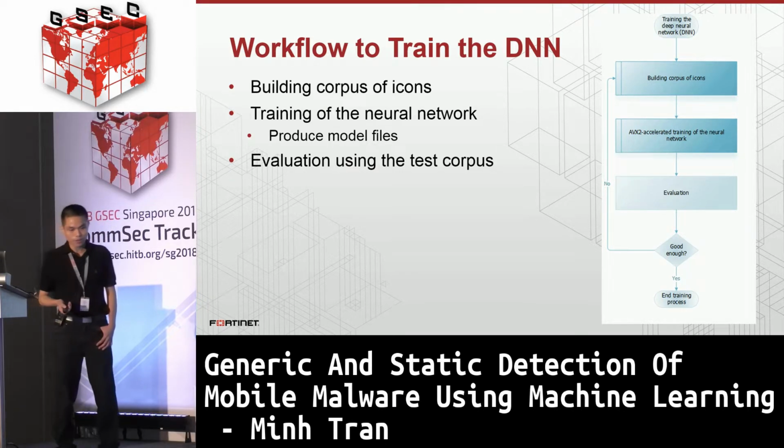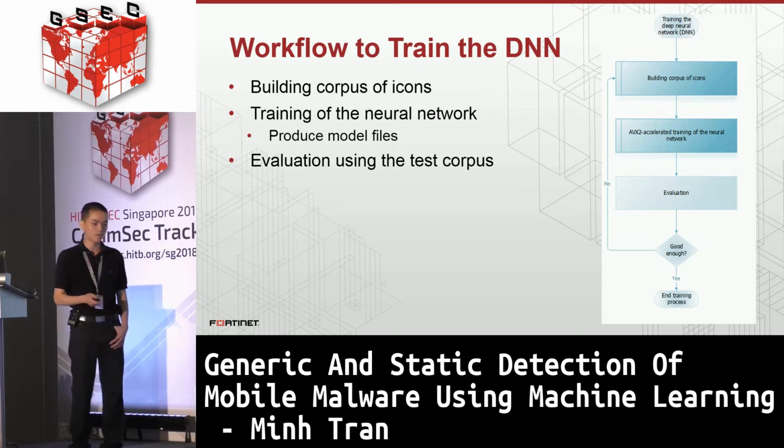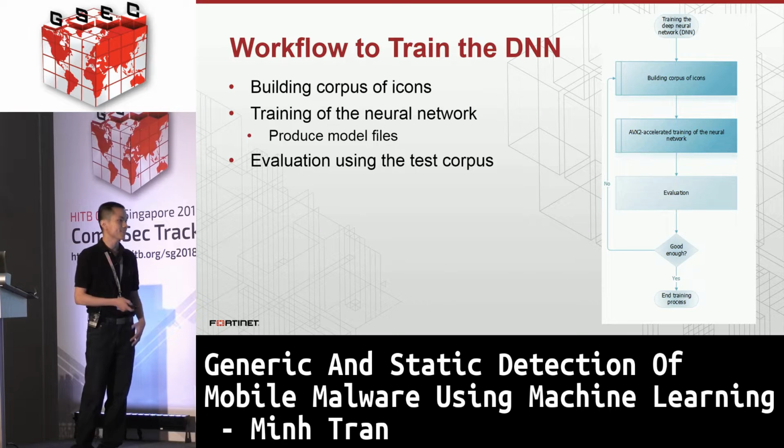With that, I will go deeper into the architecture of various parts of this system. First of all, to train the neural network, and in this case it is supervised learning, you need to first build your input. In this case, we need to build a corpus of icons. After you have labeled the icons, you can feed them into the neural network in training mode, and afterward it spits out a model file for you. You then need to perform the evaluation based on cross-validation of the samples, to test the loss and the goodness of the system.